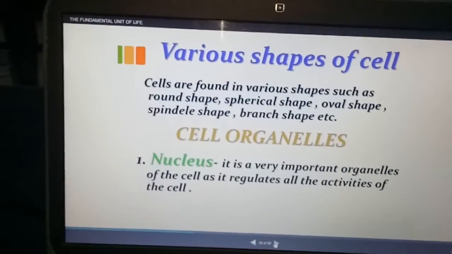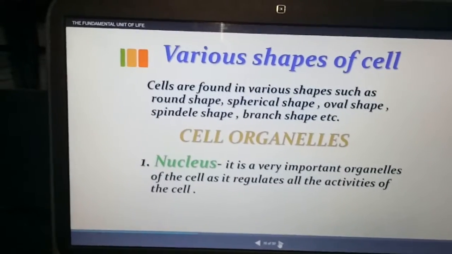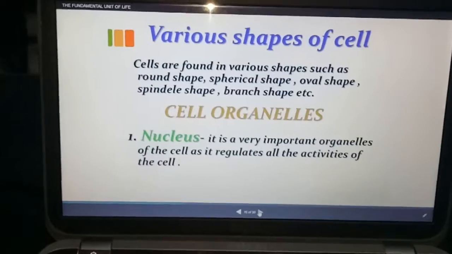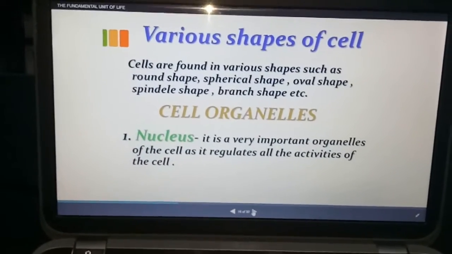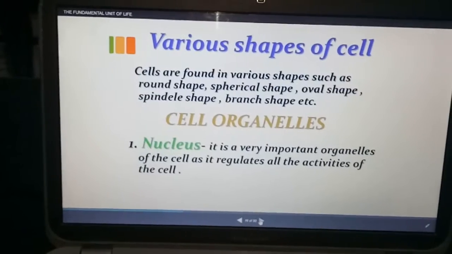Now, what are the various types of cells? Cells are formed in various shapes. The shape can be spherical, oval, spindle or branched. Different types of shapes can be there for a cell.